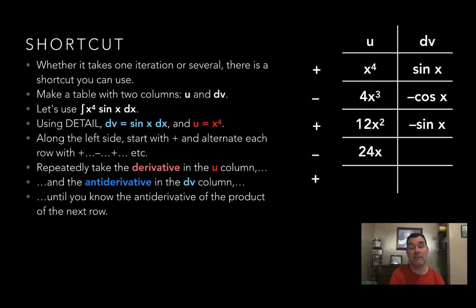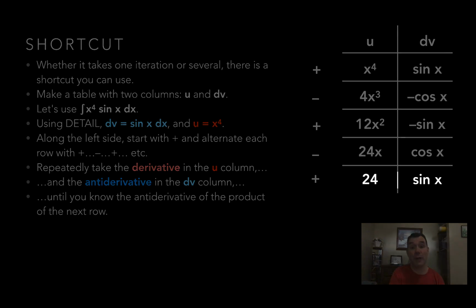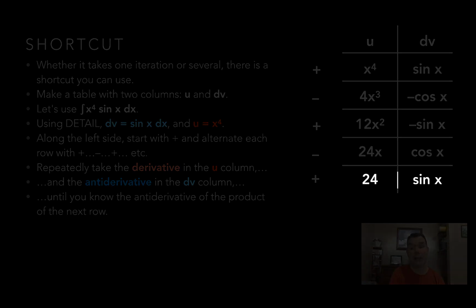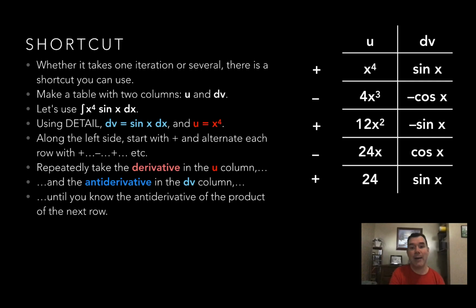12x squared becomes 24x, and negative sine x becomes cosine x. Still don't know what that is, so I keep going. 24x becomes 24, and cosine x becomes sine x. I do know the antiderivative of 24 sine x, so I can stop here, and now I just need to write my answer. Well, here's how I do that.